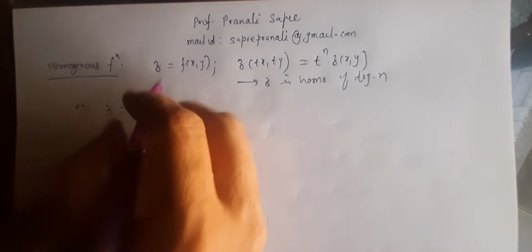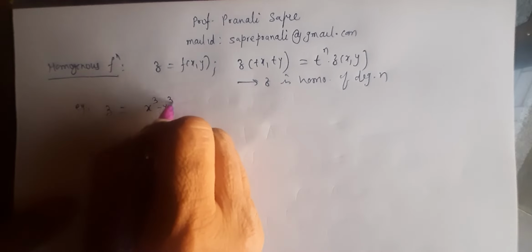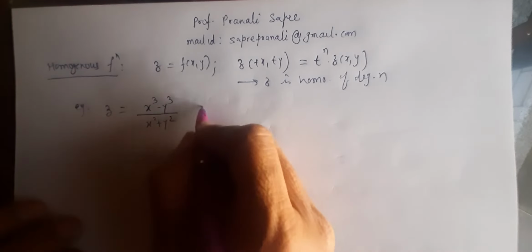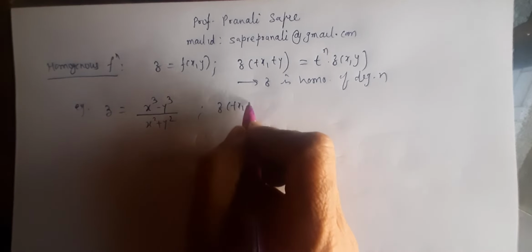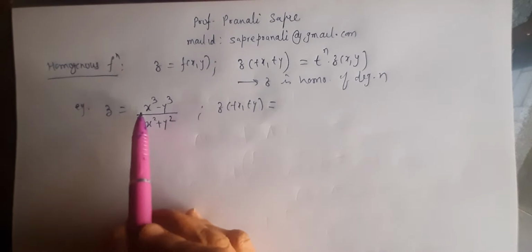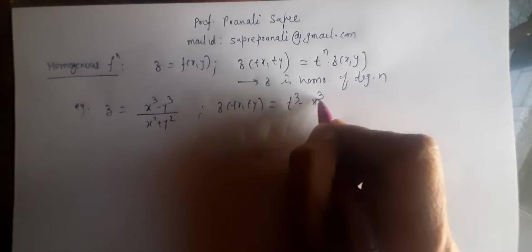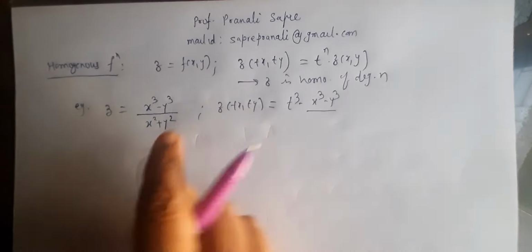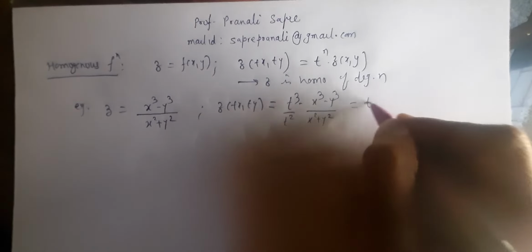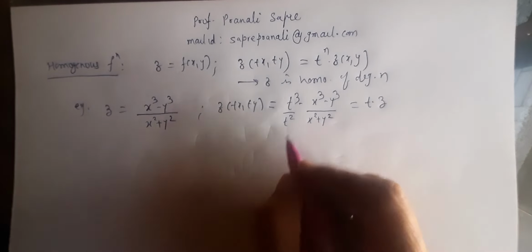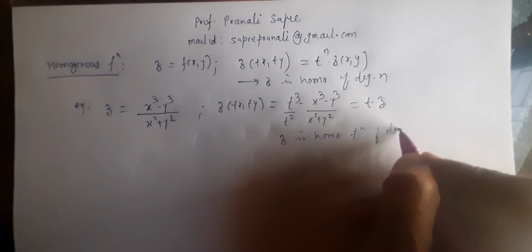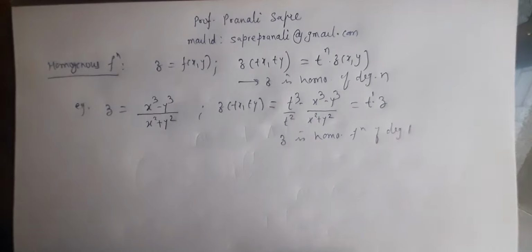Let's have an example. If I have, say, z is (x cube minus y cube) upon (x square plus y square). In this case, if I want to find z of tx, ty, just replace x by tx, y by ty. You can see here t cube is common. We are getting x cube minus y cube. Same way here t square is common. We are getting x square plus y square. This is t into z. So we see here z is a homogeneous function of degree 1.